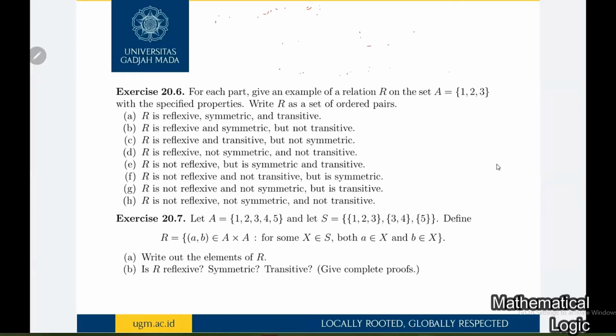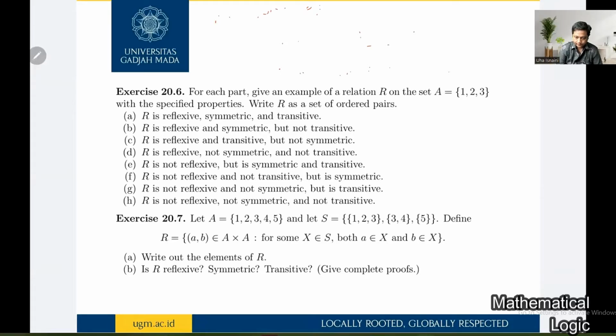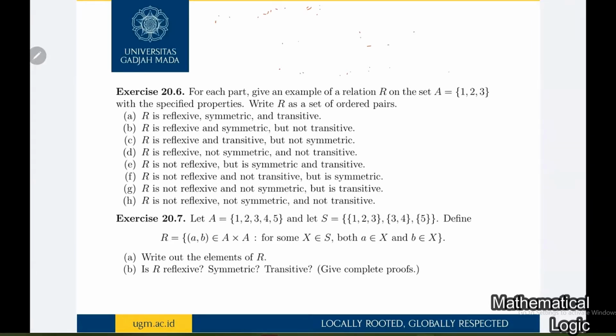Okay, so now we continue the exercise. Maybe any volunteer before we discuss? Okay, so no volunteer. Yeah, so we start from exercise 20.6.